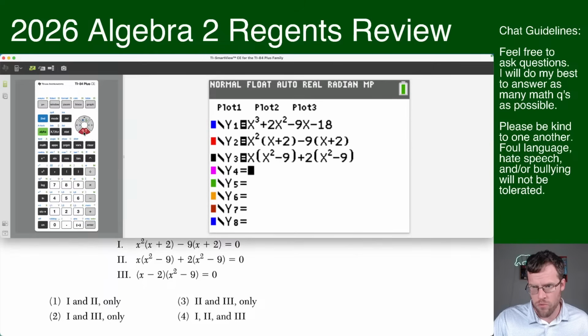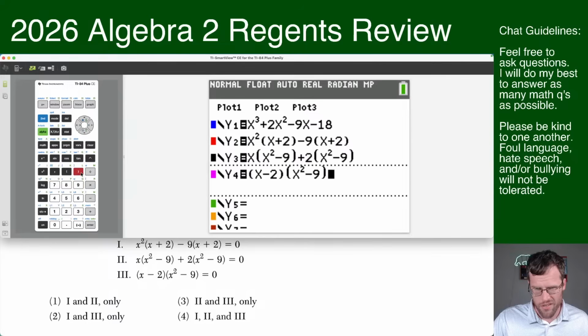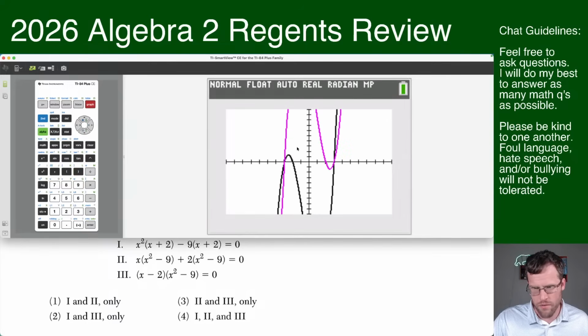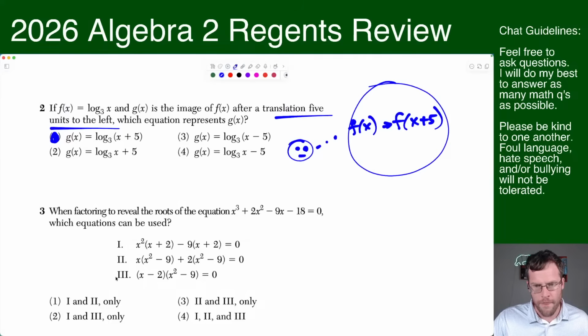So then I would graph Roman numeral 3, and let's see if it matches. So x minus 2 and x squared minus 9. Okay, so this is if you don't feel like doing the algebra yourself. And this one doesn't match. So you see, 3 was the one that didn't work. So it's 1 and 2 only. So this would be choice 1. Okay, so just using calculator magic.